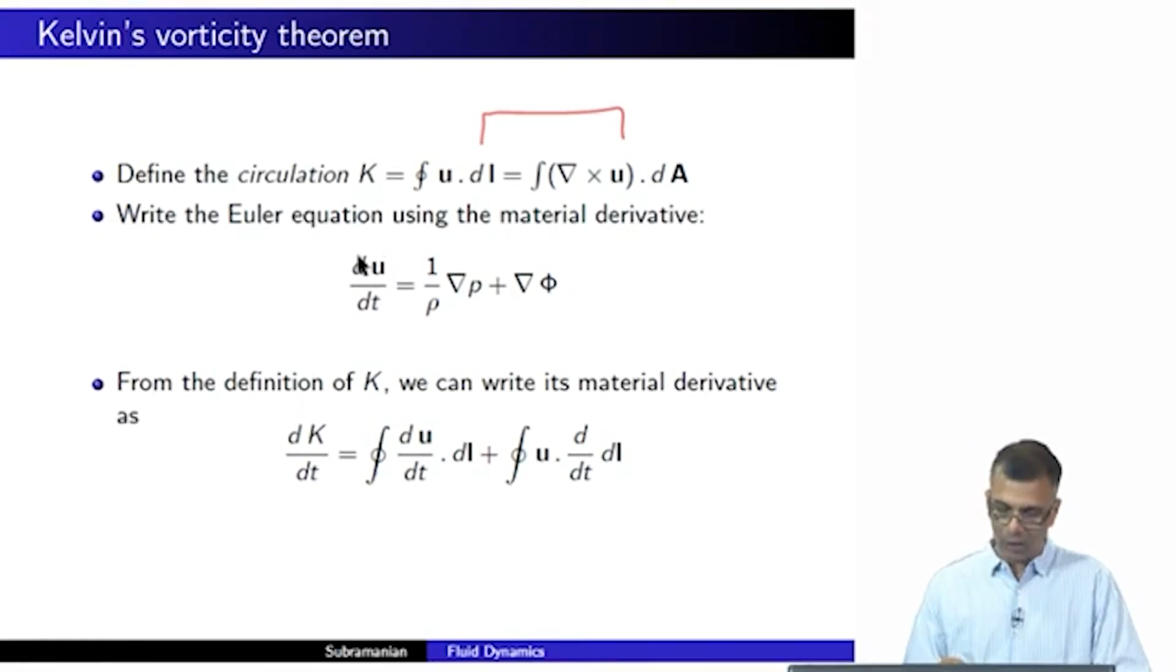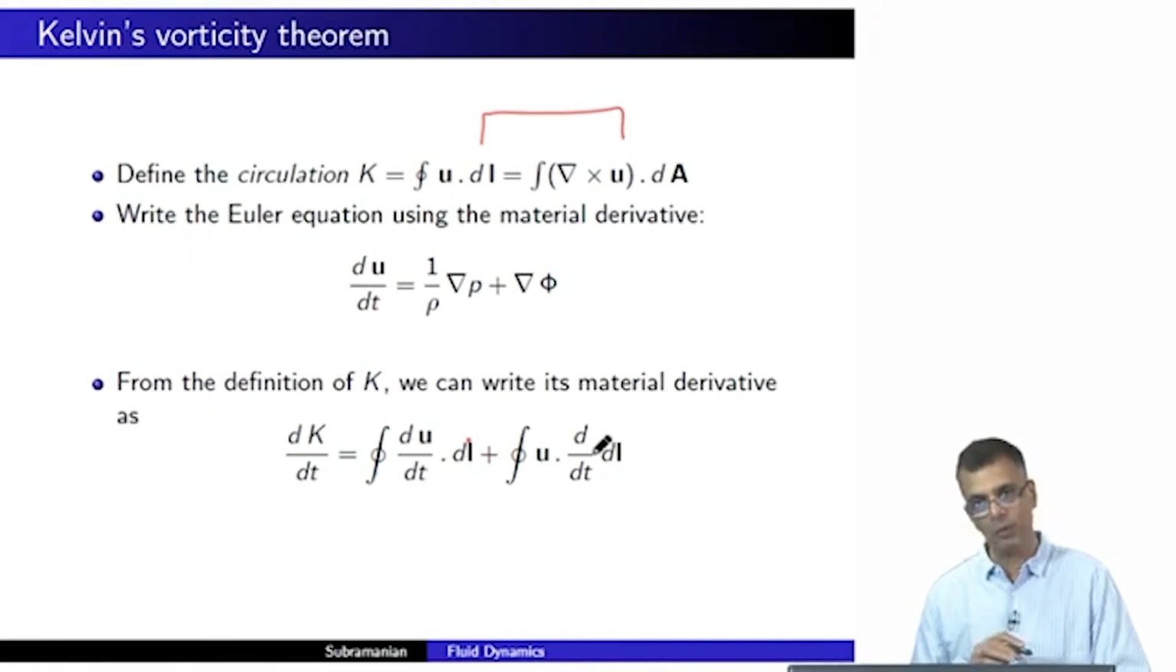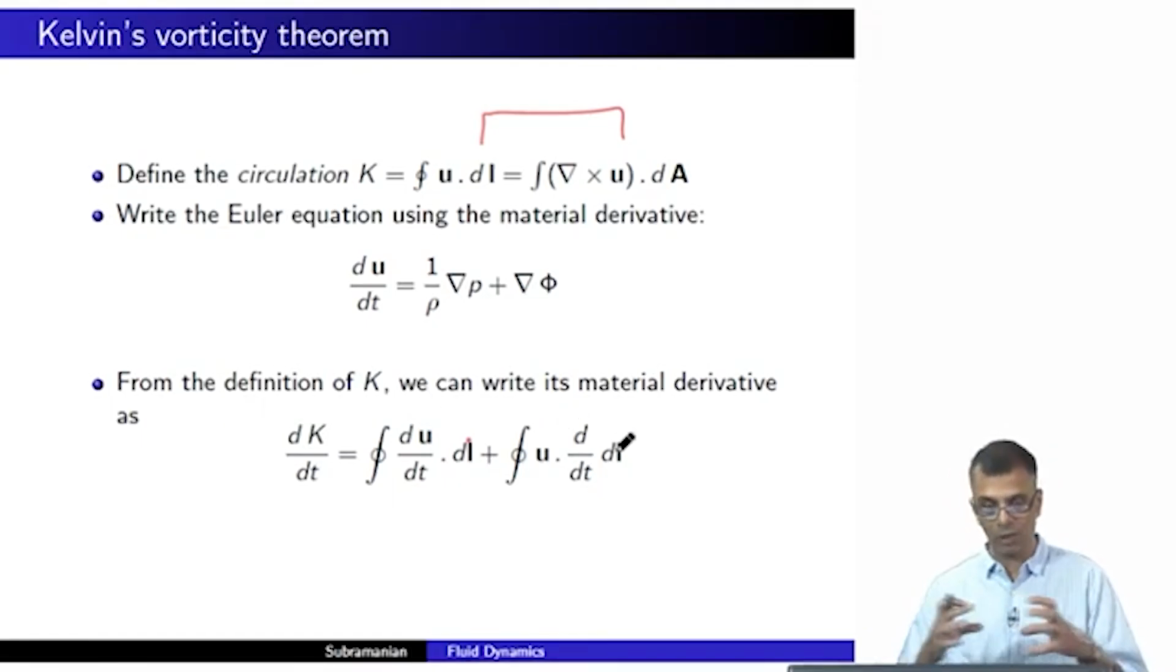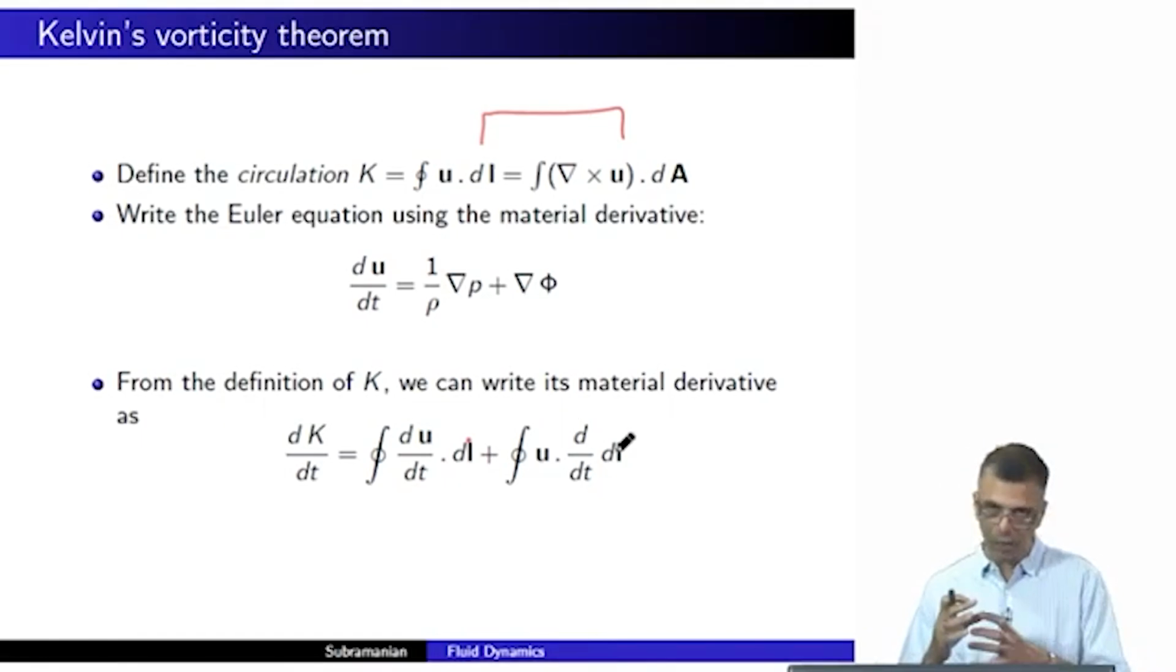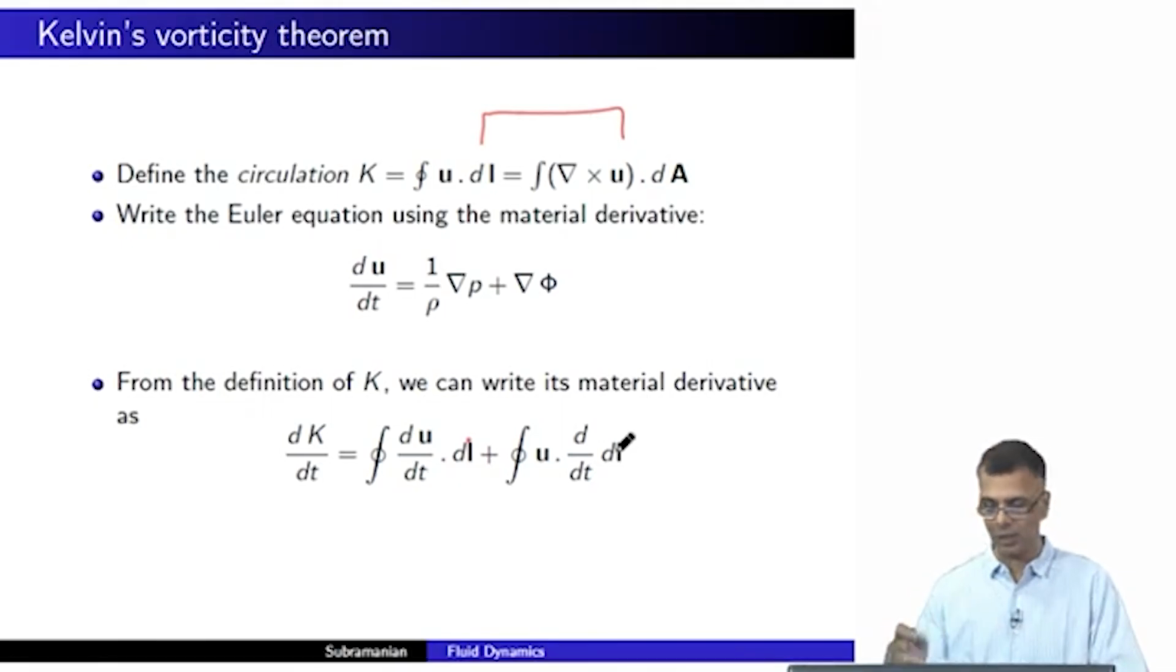Before that, the line integral of du dt I write down like so. There is this component and then there is this component. In other words, the circulation can change because the velocity itself is changing, or the line element is being stretched or compressed. It's moving with the fluid, but you're allowing for the fact that the shape might change, and that is this term here.